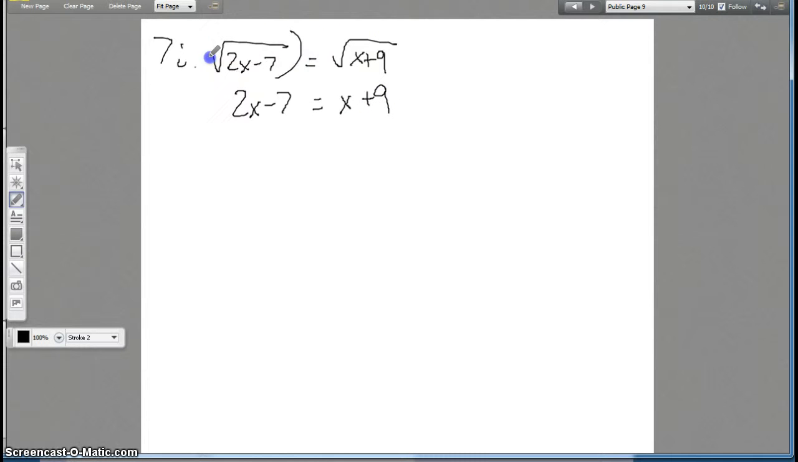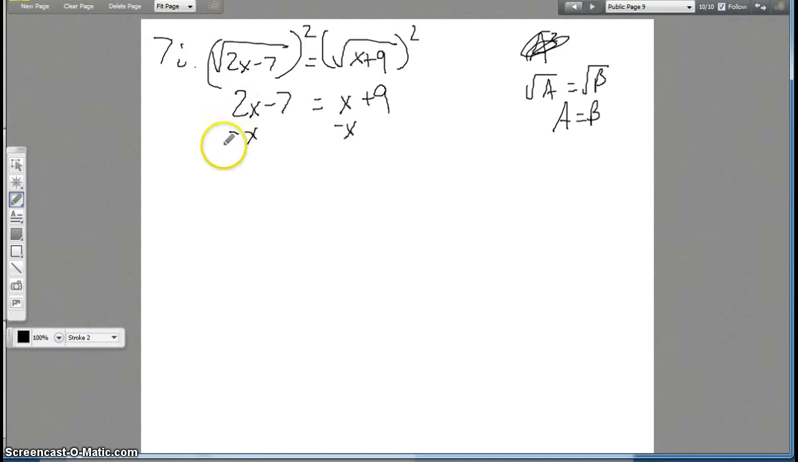Now you could also get this by saying, well, we can square both sides, and squaring gets us what's inside the square root. But you can also think about it if the square root of a equals the square root of b, then a has to equal b. So we have 2x minus 7 equals x plus 9. We want to get all of our x's on one side and all of our numbers on the other side. So what I'm going to do first is subtract x from both sides. When I do that, on the left side, I will end up with x minus 7. On the right side, I'll end up with just 9.